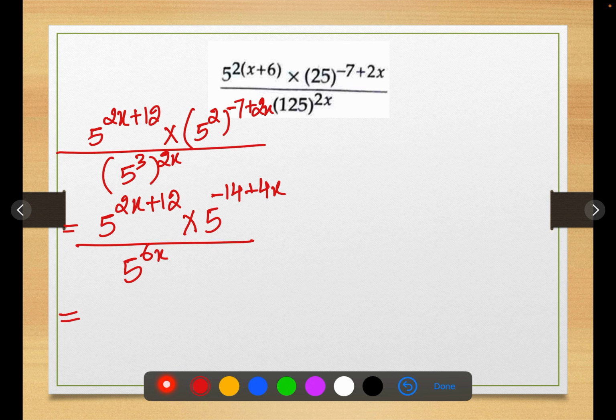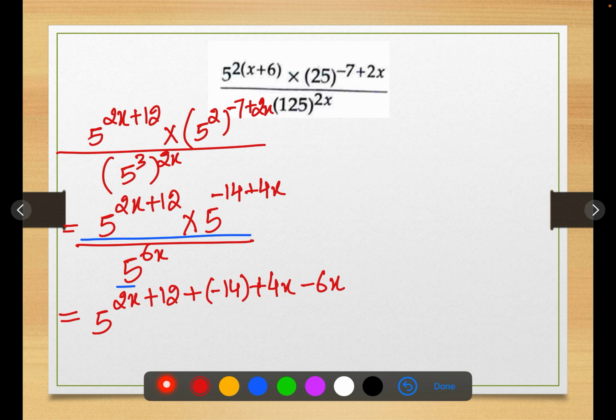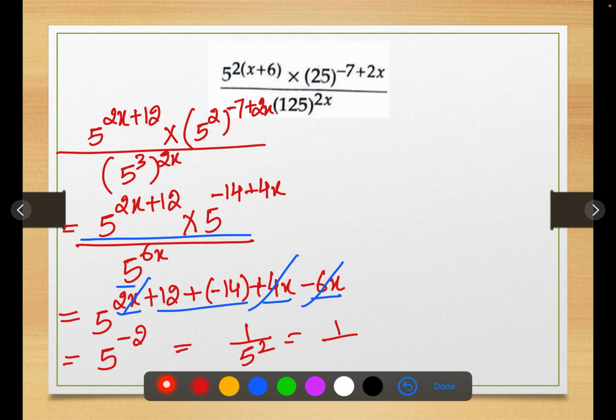Next step. Since they both are in multiplication and this is in division, what I'll do is the ones which are in multiplication will be added, and the division one will be subtracted. Now, observe. This will be reduced, and these both will be solved and I will get 5 to the power minus 2. 5 to the power minus 2 means 1 upon 5 to the power 2, which is 1 upon 25, and my answer is here.